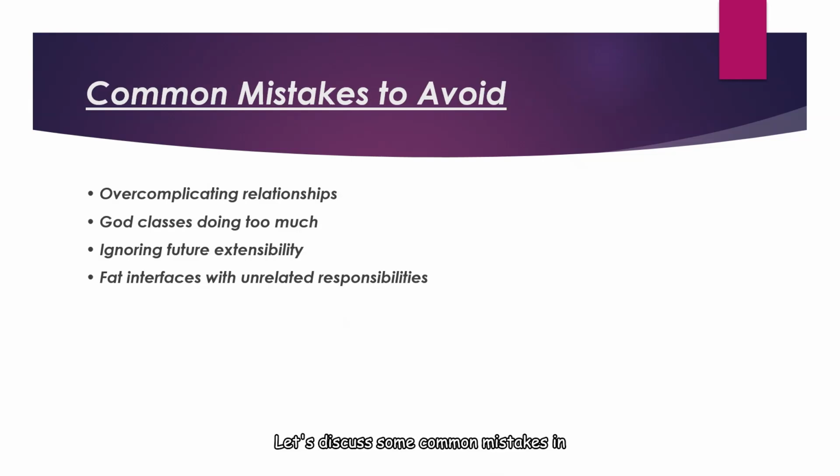Let's discuss some common mistakes in class and interface design. First, avoid making your classes too complex. If a class does too much, it's hard to maintain. Instead, keep your classes focused on a single responsibility. Another mistake is creating too many dependencies between classes. This leads to tightly coupled code, which is difficult to test and extend. Also remember that good design is about flexibility. Don't design your system for today's requirements only, but think about how it might evolve in the future.